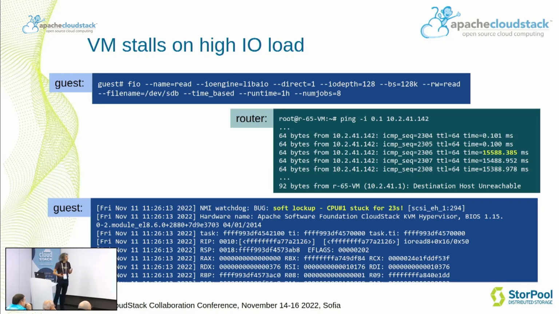So we have a virtual machine, again with a virtual disk mapped to a raw block device. And in the guest, in the virtual machine, we run some heavy I/O requests. In this case, sequential reads with a block size of 128 and I/O depth of 128, and we executed them directly on the virtual disk and left this test running for a few minutes. At the same time, on a router, we start pinging the interface on the virtual machine.